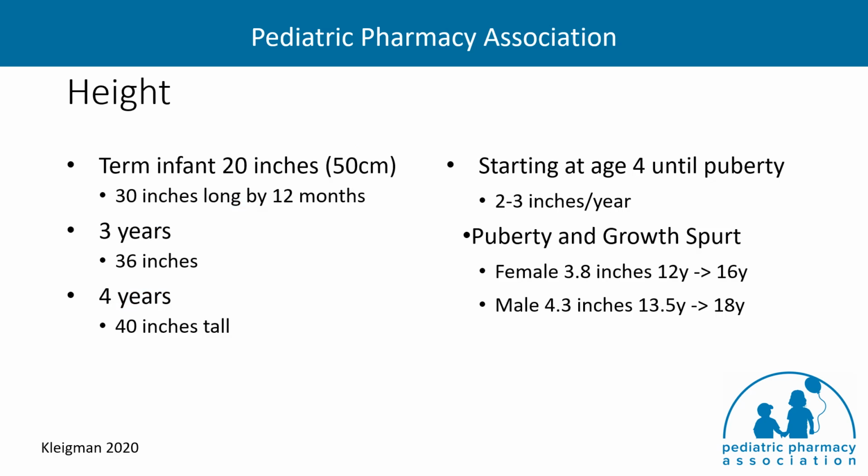Height or length is not often used to determine dosing, but for body surface area calculations, you have to have it. Most infants are about 20 inches long when they're born. 3-year-olds are about 36 inches, and 4-year-olds are about 40 inches in height. Children can be expected to grow an average of 2 to 3 inches a year until puberty.